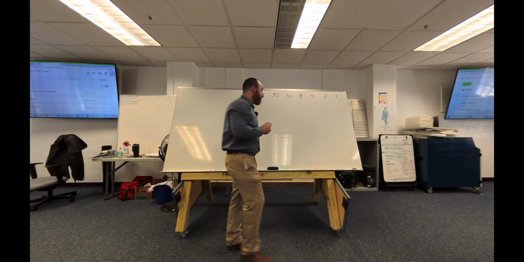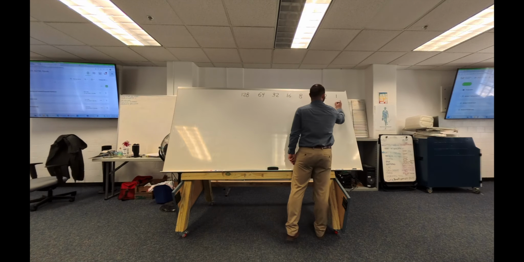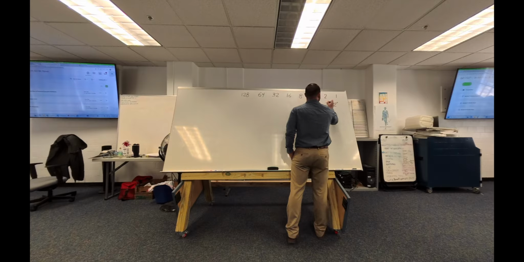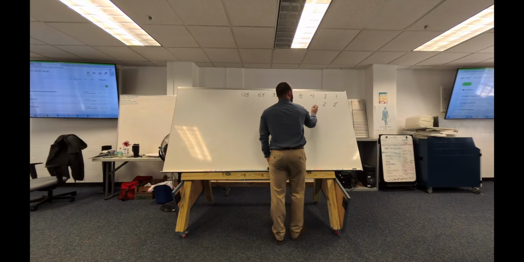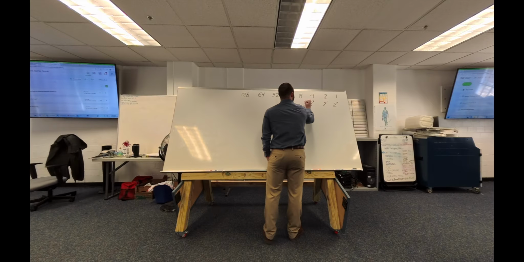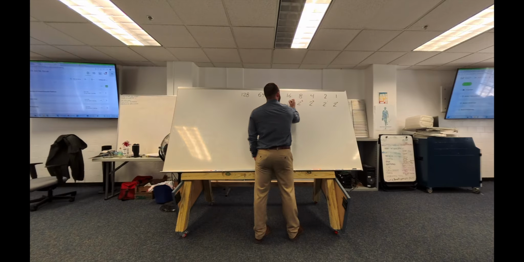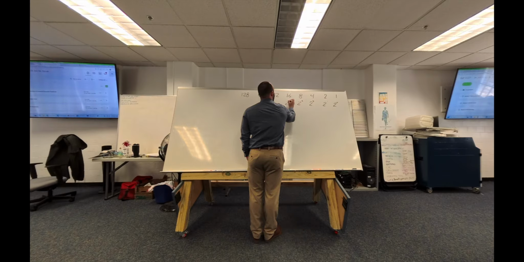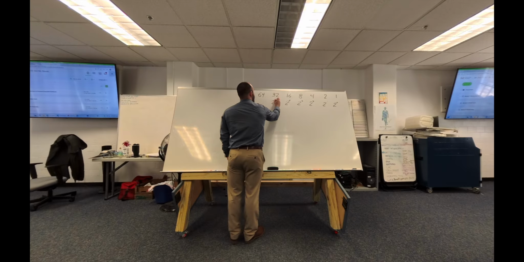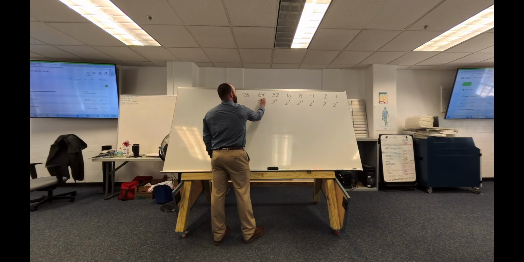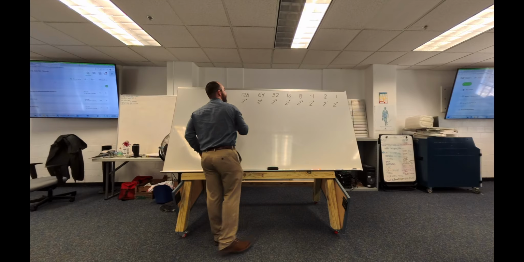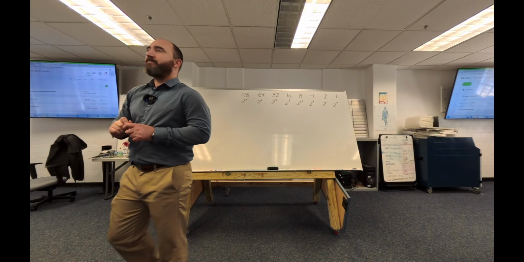If you know powers, you could do powers as well. 2 to the 0 is 1. 2 to the 1 is 2. 2 to the 2 is 4. 2 to the 3 is 8. 2 to the 4 is 16. 2 to the 5 is 32. 2 to the 6 is 64. And 2 to the 7 is 128.